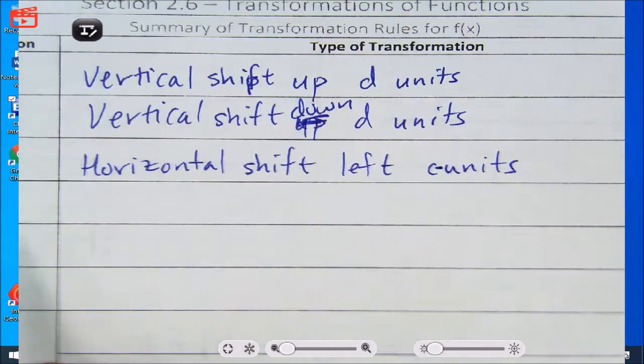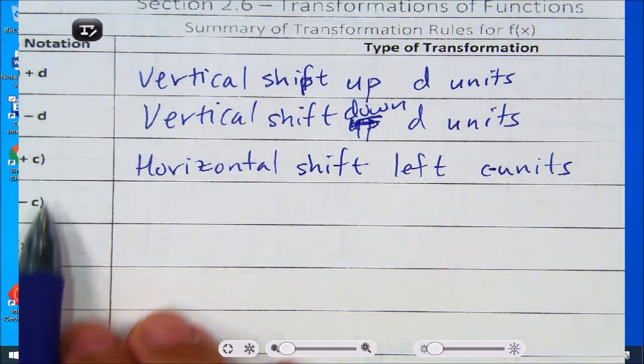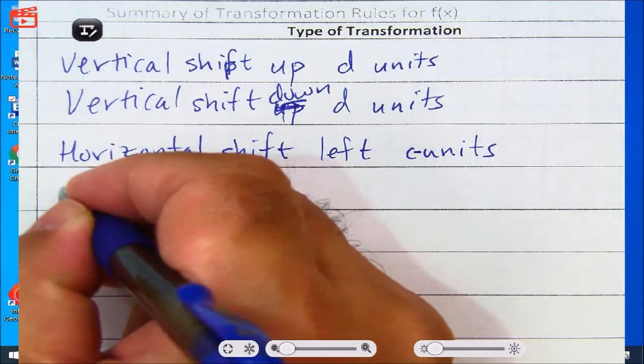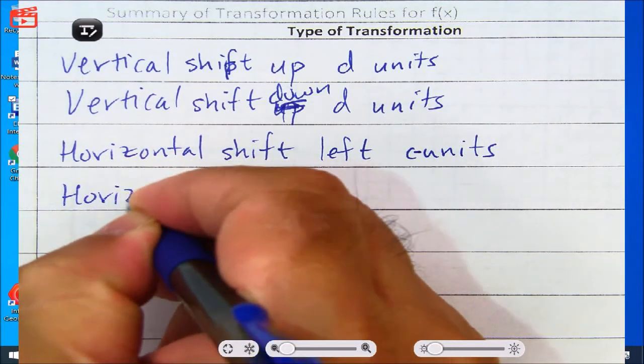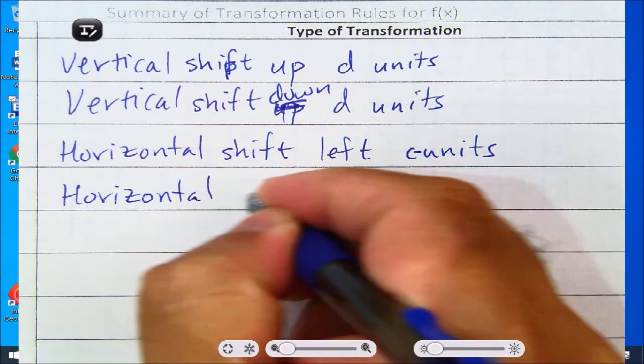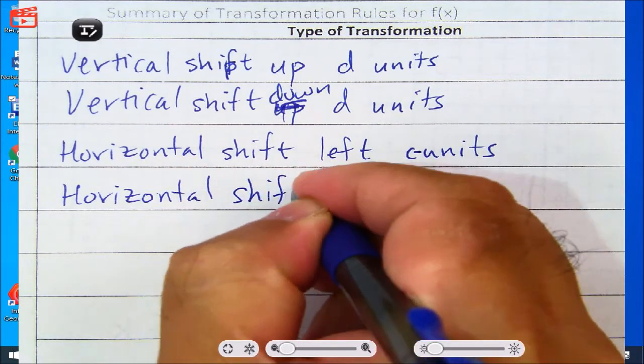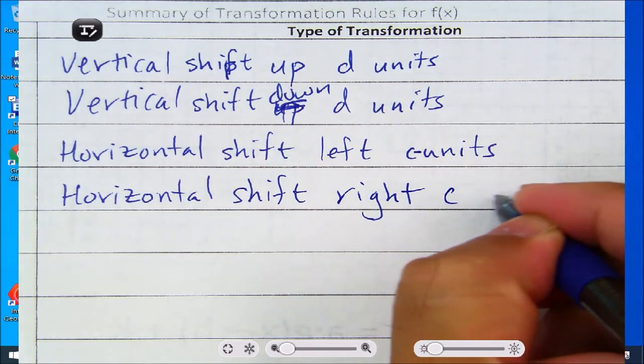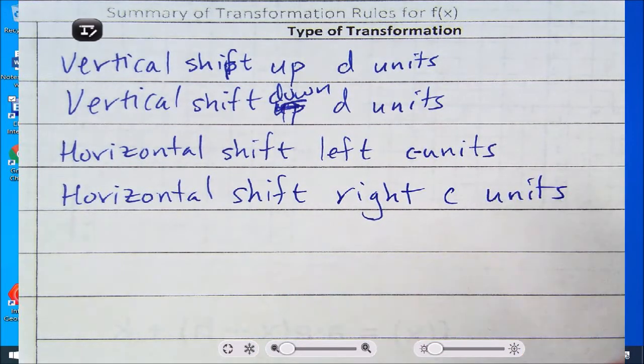So if f of x plus c is left, what would f of x minus c be? Right. So it'll be a horizontal shift to the right, c units. Good.